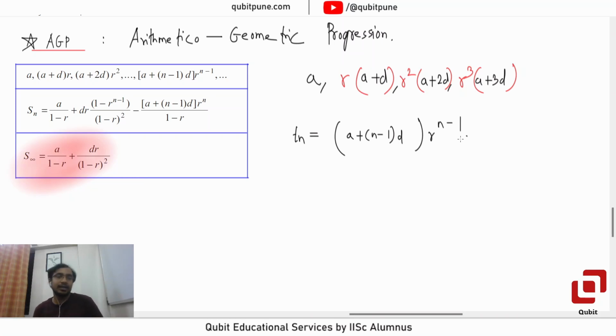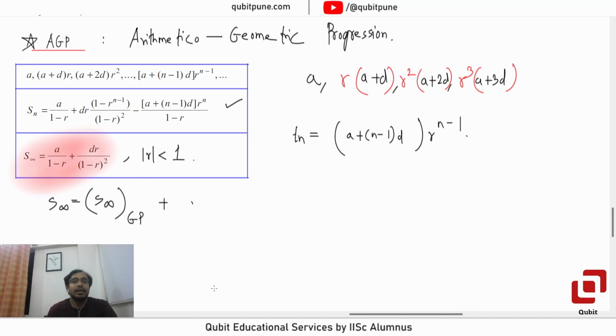Alright. Not recommending you to memorize this formula, but take a look at this S infinity formula. This of course is valid only when the absolute value of common ratio is less than 1. Okay. So it is a upon 1 minus r. This term is there. That is S infinity of GP. Right. And then it is dr upon (1 minus r) squared. So that d comes from the common difference part. Okay. You can prove it, but not recommending you to memorize. Just remember the basic definition.